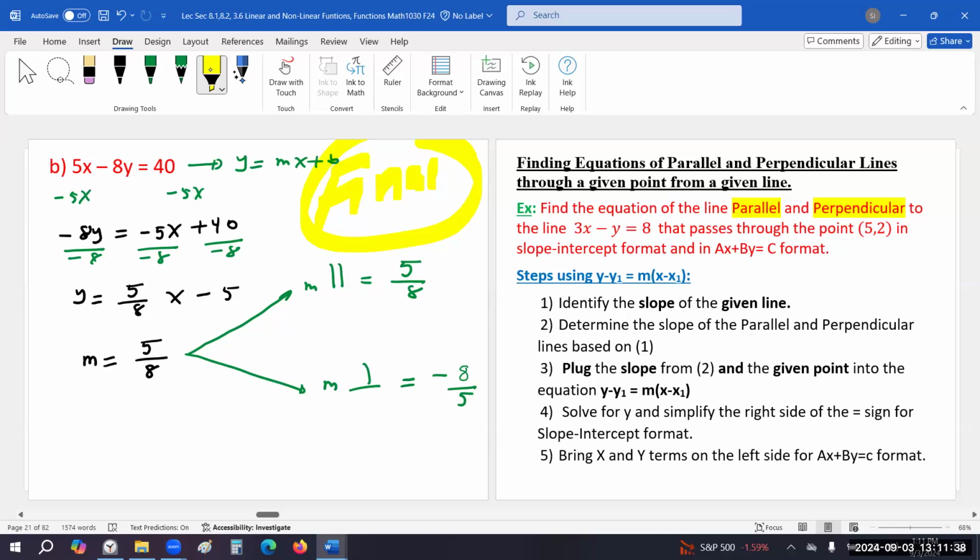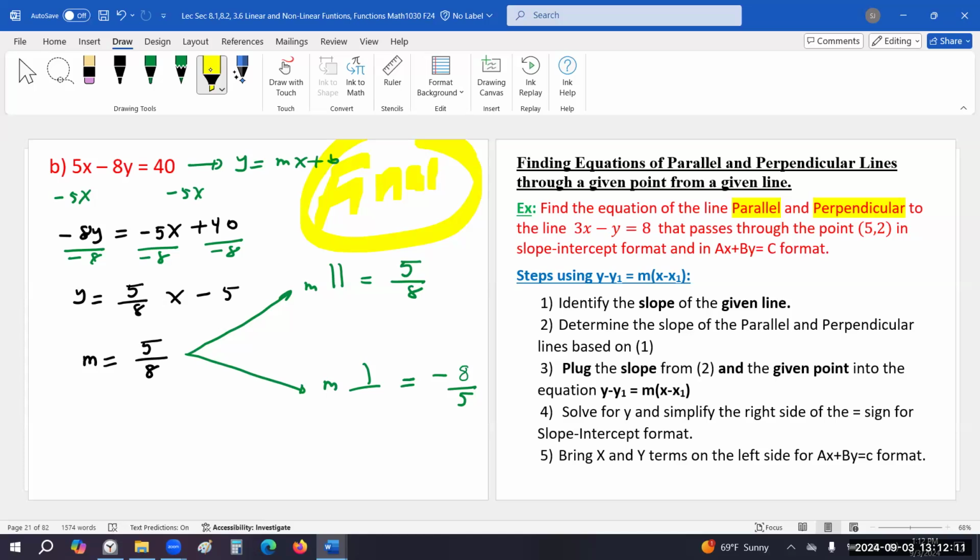Now we want to know, well, what is the equation of the parallel line? Or what is the equation of the perpendicular line? So to figure that out, we do the same thing as our first step. We find the slope of the given line. Based on that, we figure out what is the slope of the parallel line, if they're asking for a parallel line, or what is the slope of the perpendicular line, if they want us to find the perpendicular.